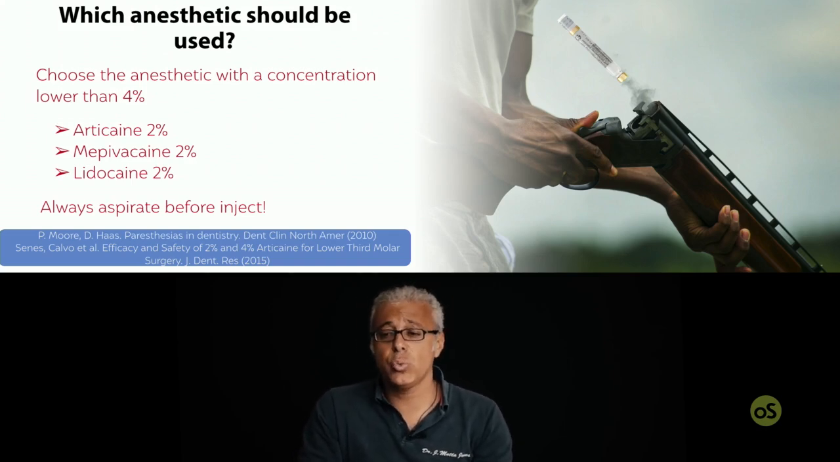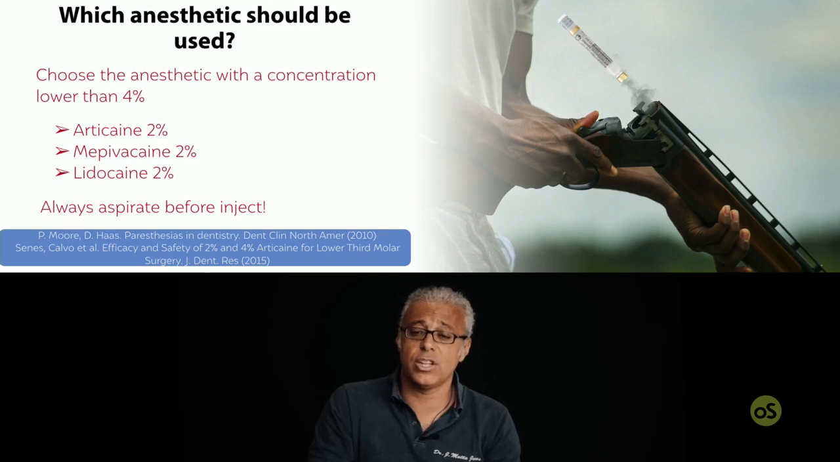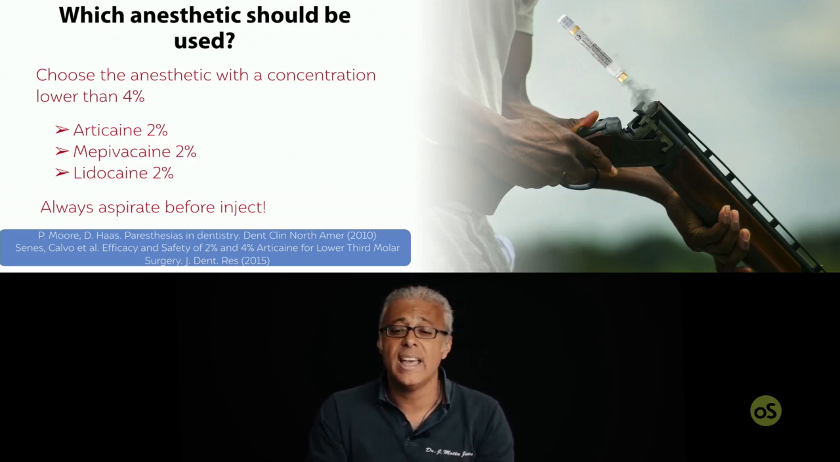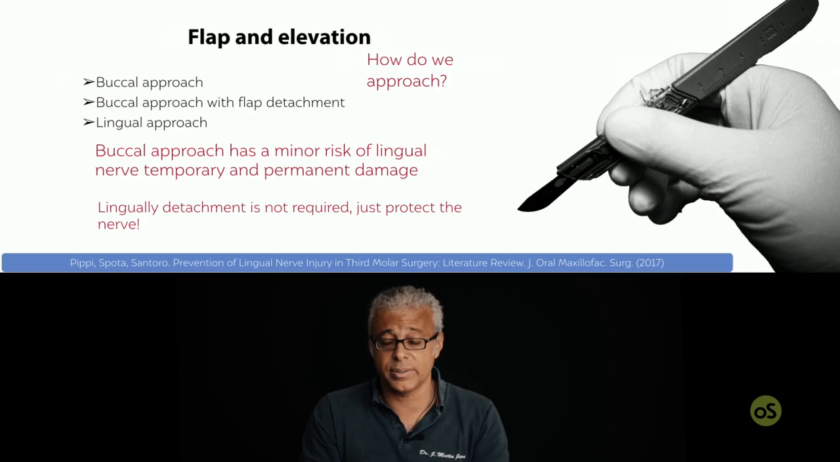So which anesthetic should we use? What concentration should we use? We should use a concentration lower than 4%, so articaine 2%, mepivacaine 2%, or lidocaine 2%, and always aspirate before injecting the anesthesia. So always pull back to see that we are not in a vessel. This is very, very important.